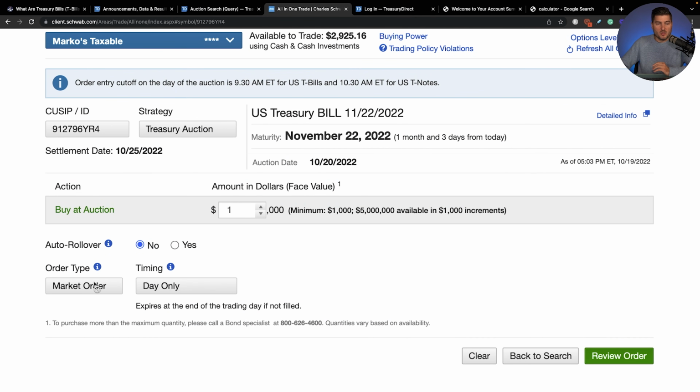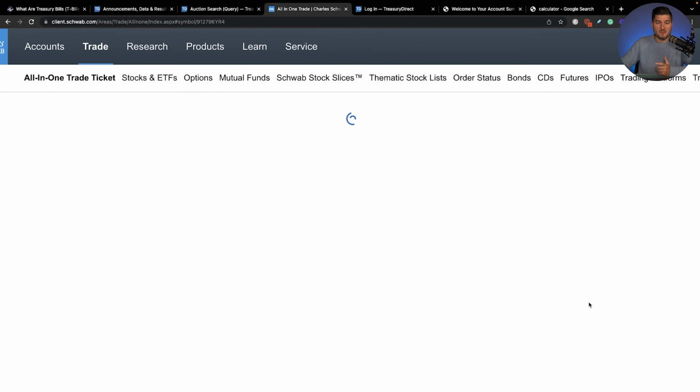So you have a market order. That's the only type of order you can do on this. It's no different than buying stocks in a market order. This means you'll get the price or the T-bill at whatever interest rate is dictated in the auction. You have the timing, which is day only, expires at the end of the day if it's not filled, and then you just click review order.